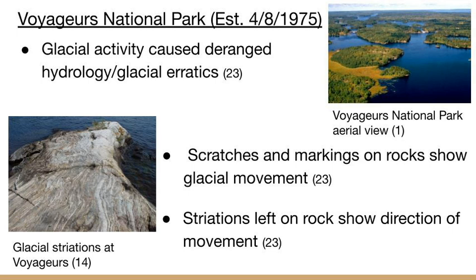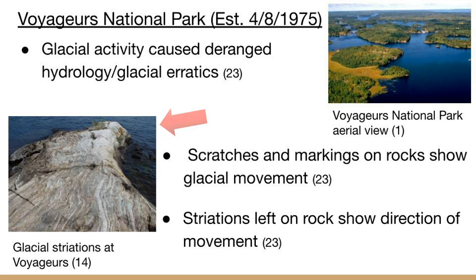One of these ways is, as stated by the NPS Geodiversity Atlas, Voyageurs National Park, Minnesota article by the National Park Service, that we can see glacial activity in Voyageurs through the deranged hydrology and glacial erratics found there, as seen in the top right image. We can also see the physical marks left by glaciers as they travel through this area through the striations left from the scraping of glaciers against rocks, like in the bottom left image.